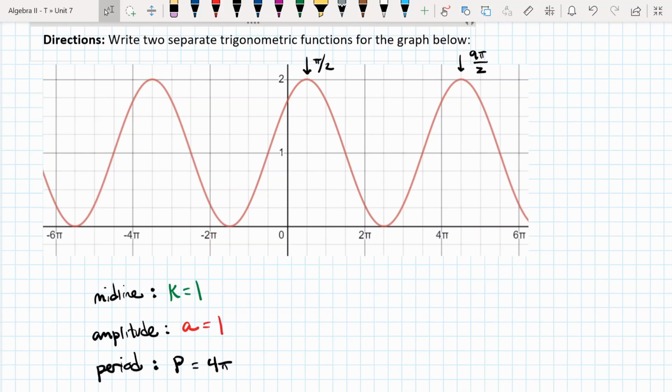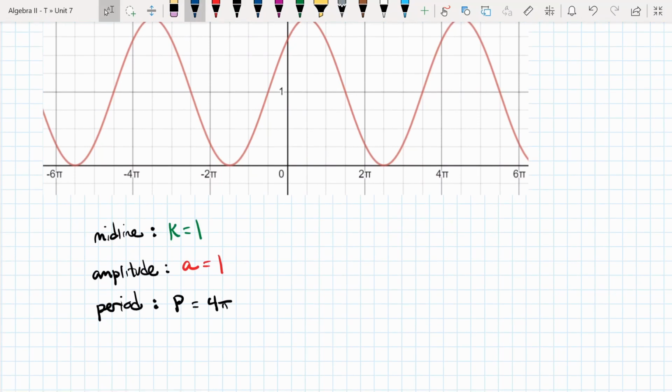That's a little bit trickier in this case, but one way to find the period is to measure the distance from one peak to the next peak with these simple trig functions. So the period is going to tell us how to find the b value, because remember, the period is equal to 2 pi over b, and b is going to be our b value here.